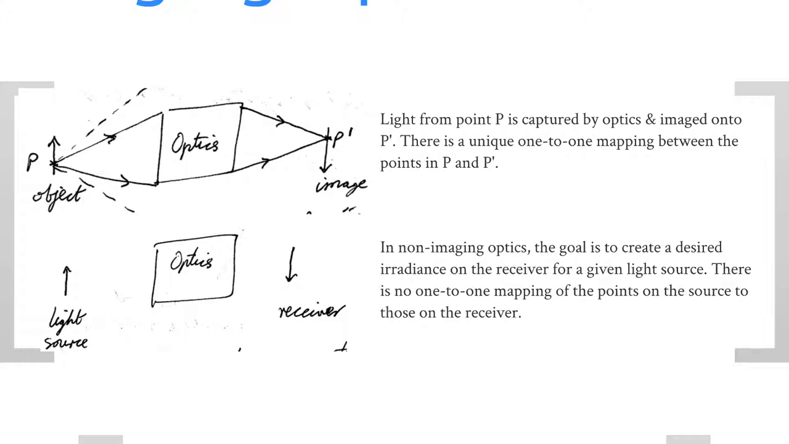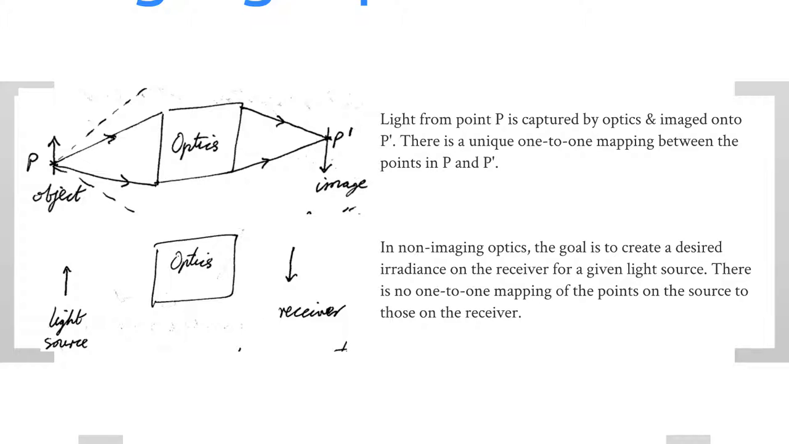But in non-imaging optics, such a one-to-one mapping is not required. That is a key idea. It's a key concept everything else will rely upon. If you think about non-imaging optics, you have a light source, like the sun, for example. You have some optics, and you have a receiver. There is no image that's formed. There is no one-to-one mapping. Typically, not always, you basically have a one-to-many mapping. But not always. You can have many-to-many mapping and things like that. We'll talk about this.